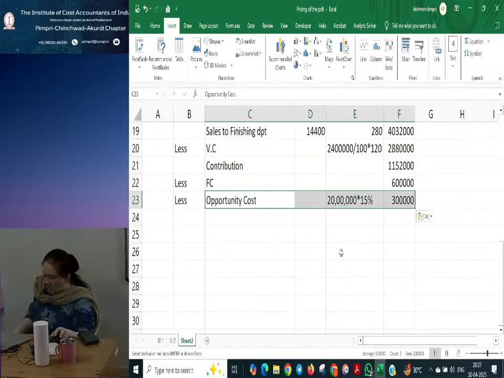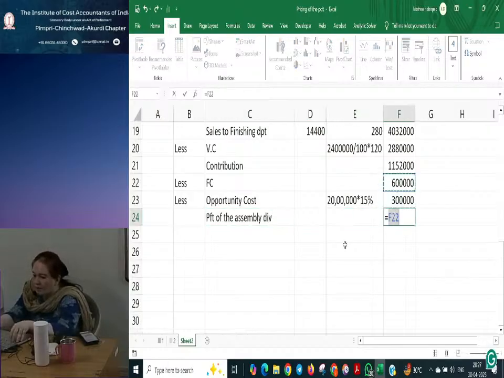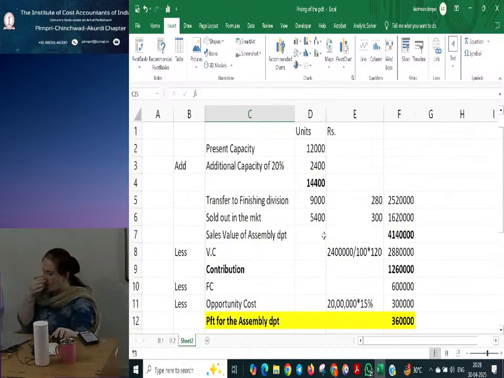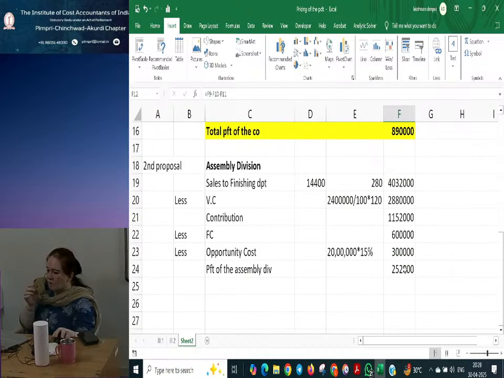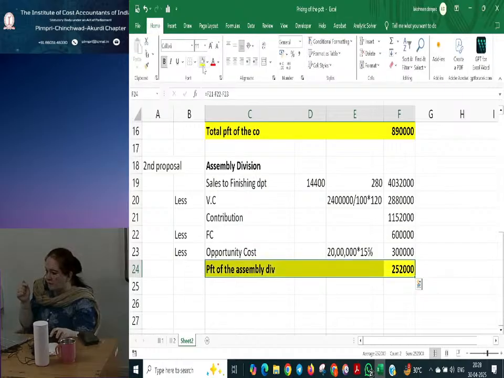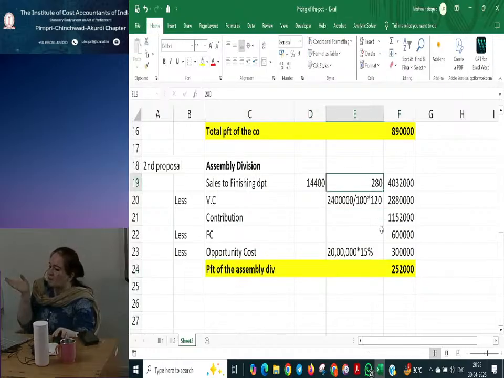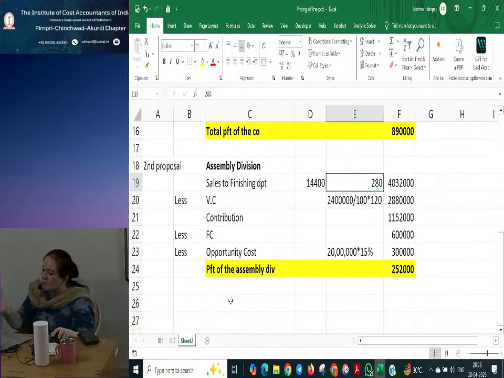So afterwards, when you see the profit of the assembly division, it is going to be 11,52,000 minus 6 lakh minus 3 lakhs, which is of course less than 3,60,000. So individually, it is not beneficial for the assembly division if they give the entire thing at 280 rupees to the finishing division. But what about the profit for the finishing department?